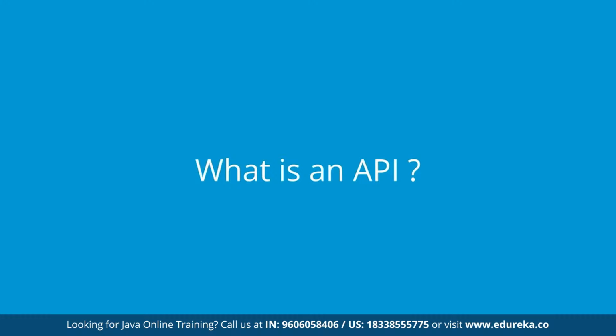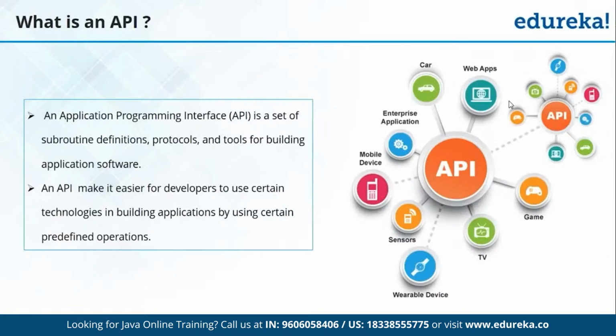So let's move forward and discuss the first topic, that is what is an API. Now, an application program interface, or an API as it's better known, is basically a set of different subroutines, different protocols, as well as tools which will help you build an application software. Now, the reason the API is quite popular is because using an API, it becomes very easy for a programmer to build an application as well as use different technologies without actually needing to know how their internal implementation works out.